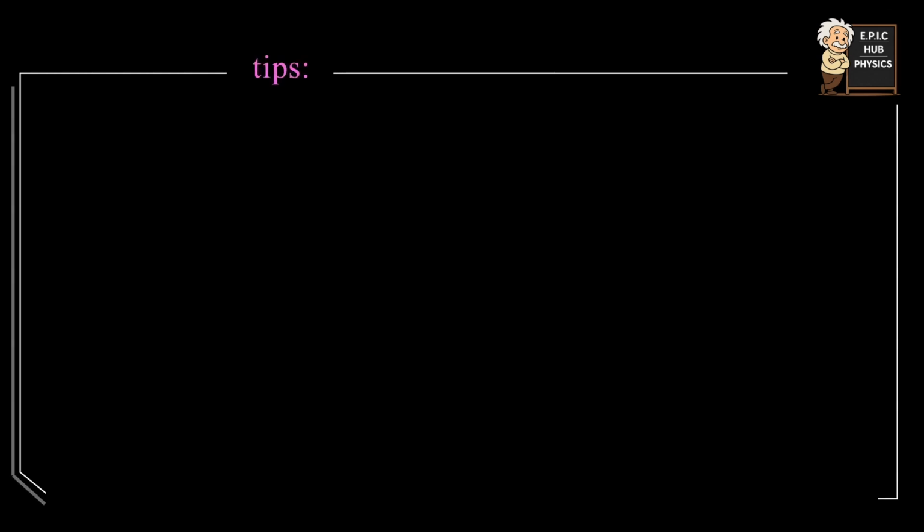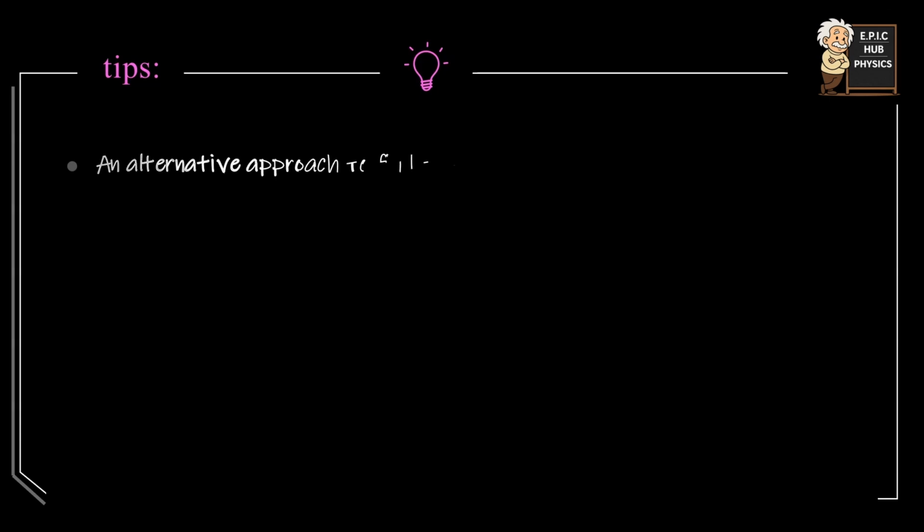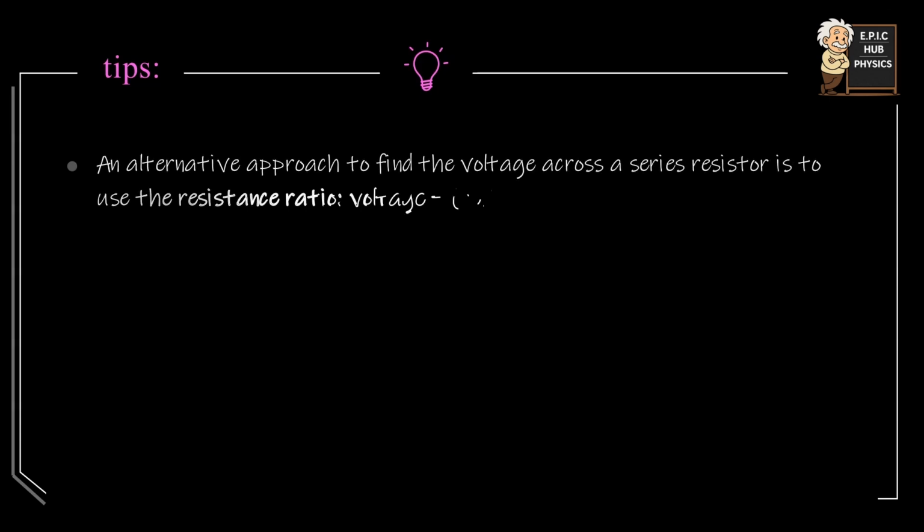Let's see a tip that provides an alternative way to solve the problem. An alternative approach to find the voltage across a series resistor is to use the resistance ratio. Since the voltage is shared among the resistors in proportion to their resistances, it follows that the voltage of each resistor equals its resistance as a fraction of the total times the total voltage.